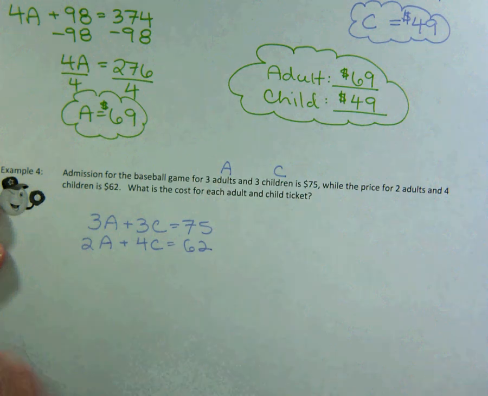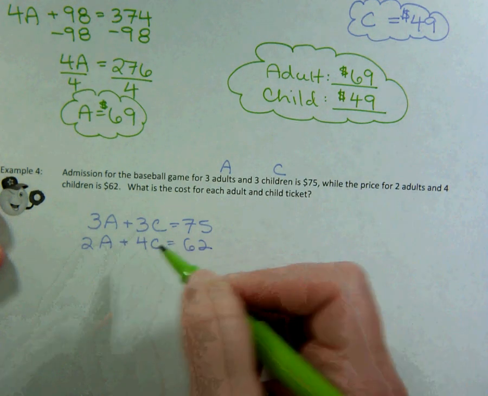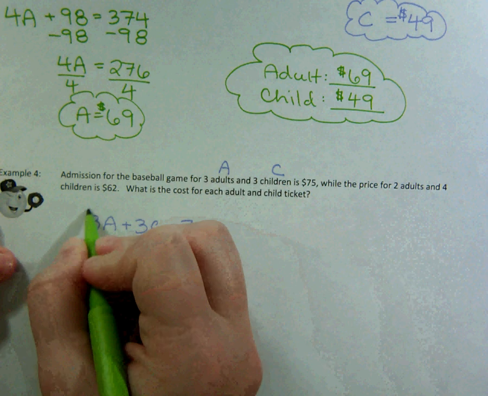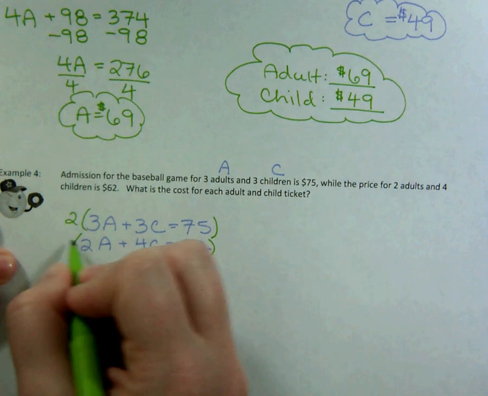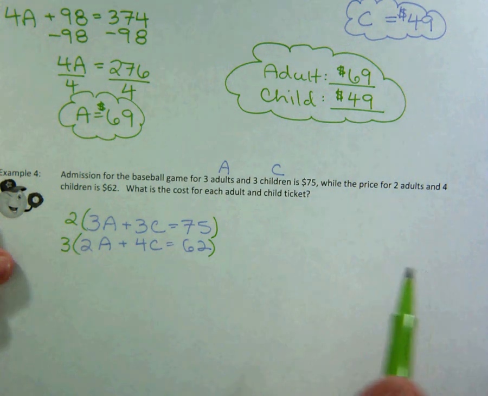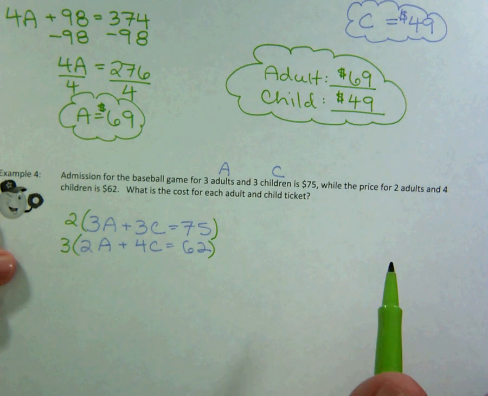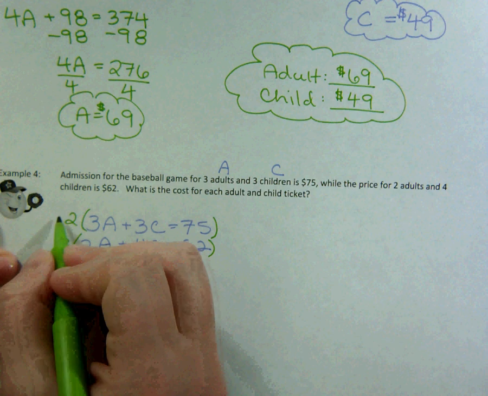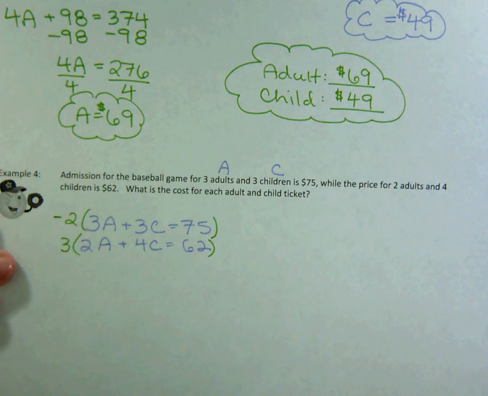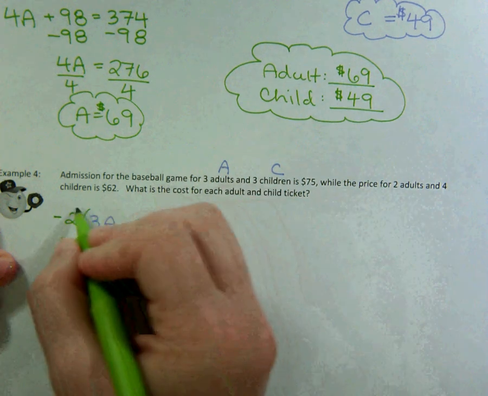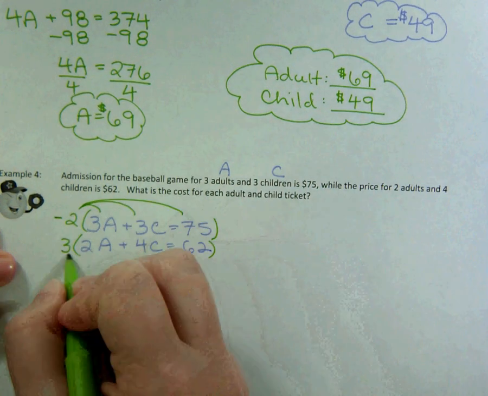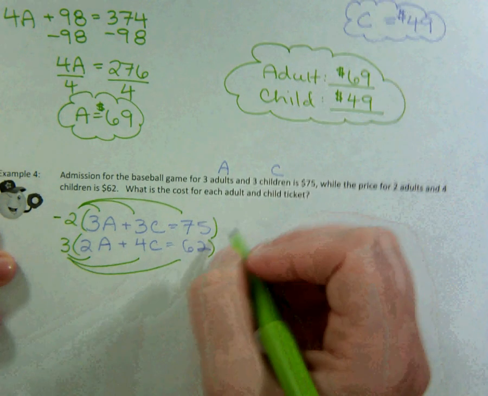Let me think. We've got 3 and 2 and 3 and 4. It doesn't really matter which one you use. Smaller numbers would be eliminating the A's. So I'm going to choose, and this is totally my choice, to choose to eliminate the A's. And I'm going to make the top one negative. But that's totally arbitrary. You can pick top or bottom, and you can choose to eliminate A's or C's. It doesn't matter. In the end, we'll get the same answer.